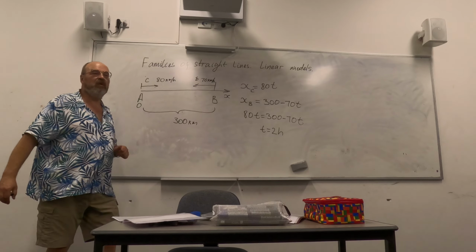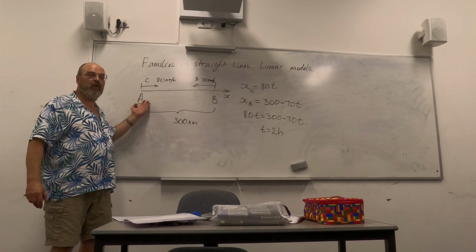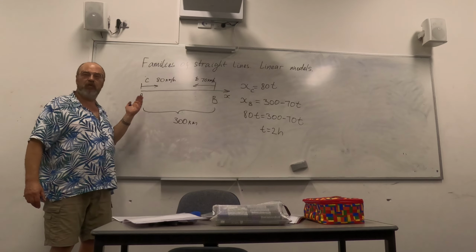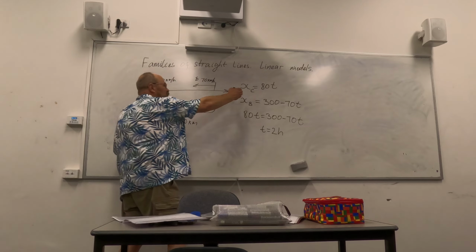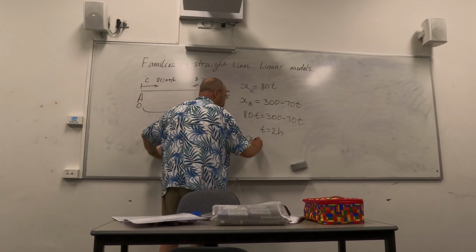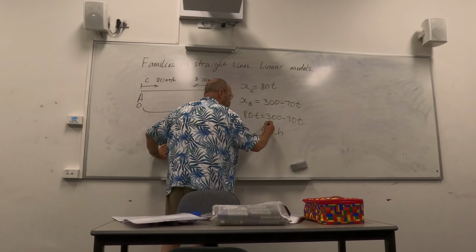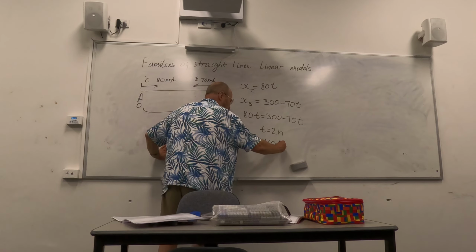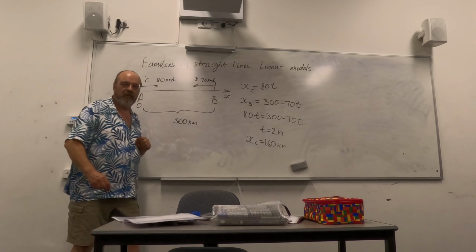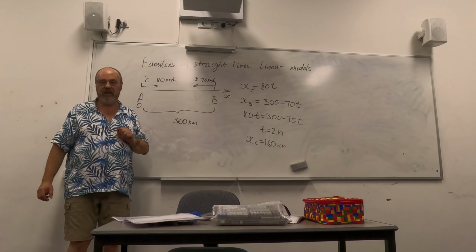And if the question is how far from A they will meet, what should we do? Substitute 2 into one of them, so we have x of the car equal to 80 times 2, which equals 160 kilometers. Make sense?